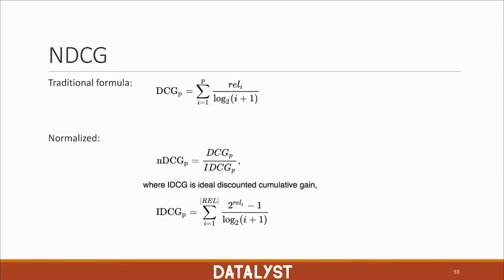The traditional formula for DCG is the relevance over this discounting factor here, the logarithm base 2 of i plus 1, where i is essentially the first item on the list and then p is the last item on the list. So as we go down the list, the lower the gain is. However, there's a normalized version of it. We won't go too much into the details. The normalized version obviously provides values between 0 and 1, so it's easier to understand.